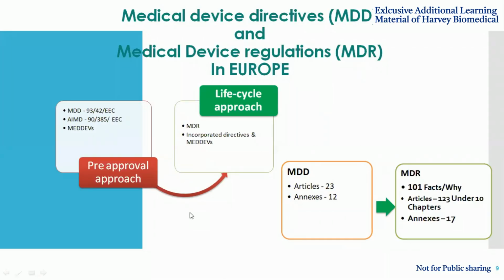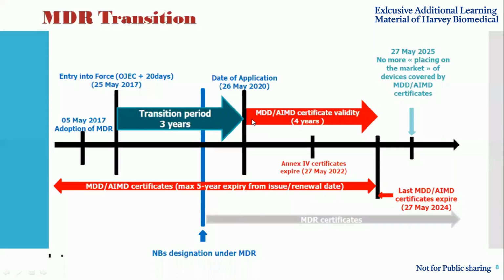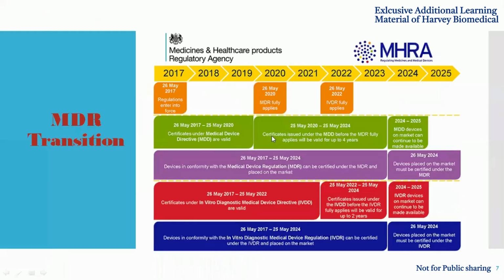Can you explain the major differences between the MDD and MDR, and the transition lines, the transition period? This one, right? Yes, this transition is, as I said, right?